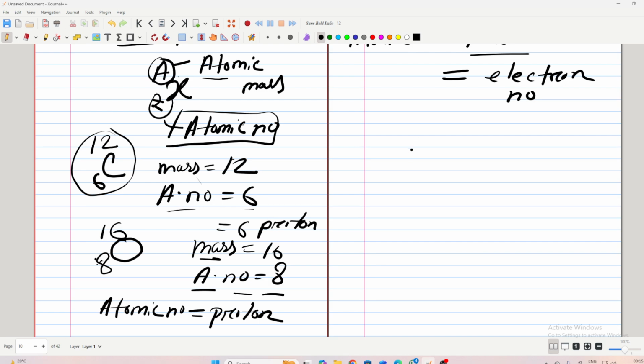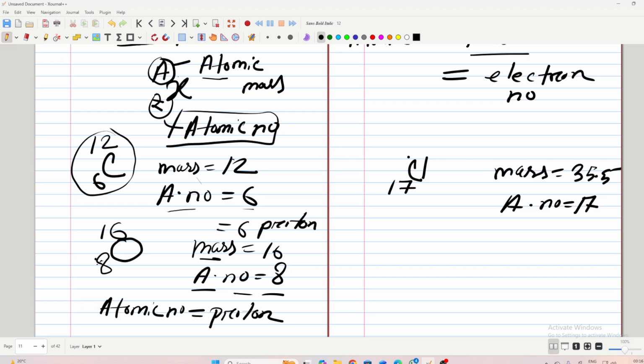Let us assume chlorine. The mass is 35.5 and the atomic number equals 17. So 17 is written under the chlorine symbol and the mass, 35.5, is written on the head. This is how we represent an atom. It's very simple.